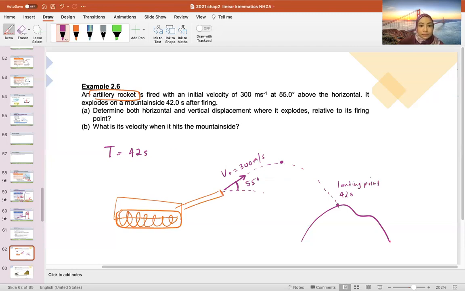Okay. Determine both the horizontal and vertical displacement. It is asking for x, sx, and sy relative to its firing point. So it's saying that the coordinate is 0, 0. This is what it's saying. What is its velocity when it hits the mountainside? So again, you need to find the vx and the vy, and then find the v and the theta.